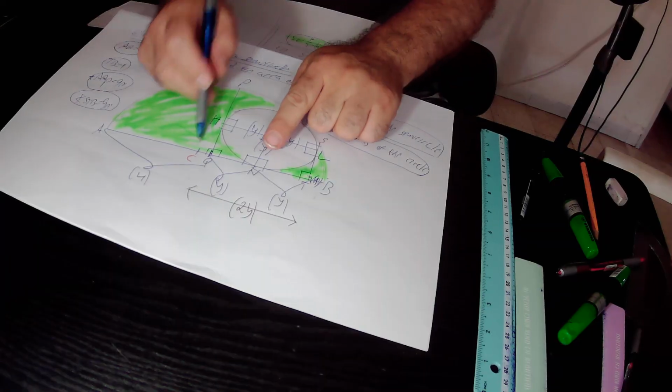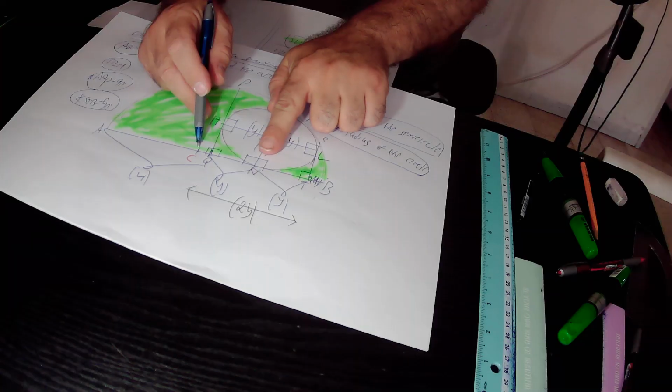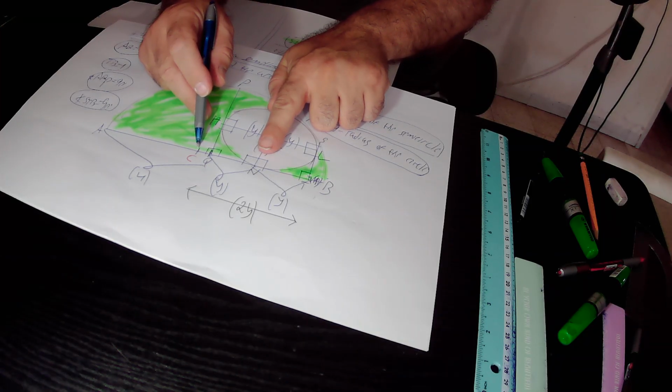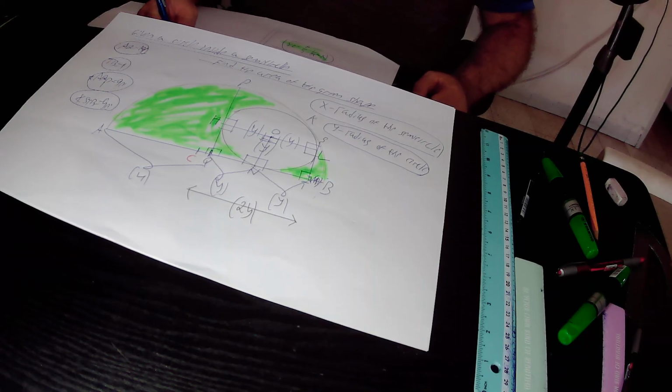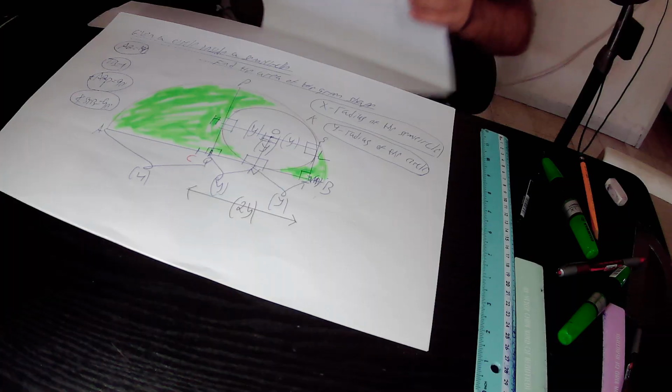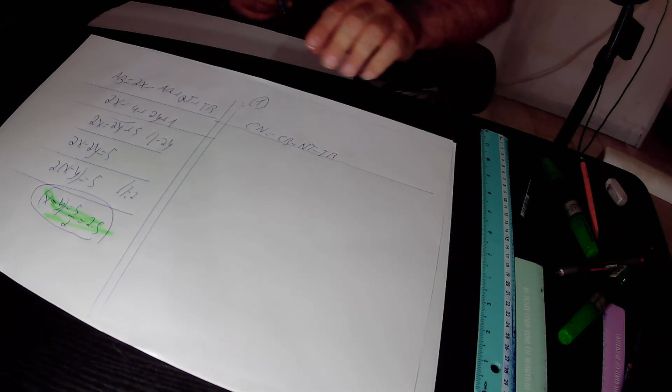What is the length of this short line segment Cn? From the drawing it is very easy to see that Cn in total equals Cb minus Nt minus Tb. So I write it down: Cn in total equals Cb minus Nt minus Tb.